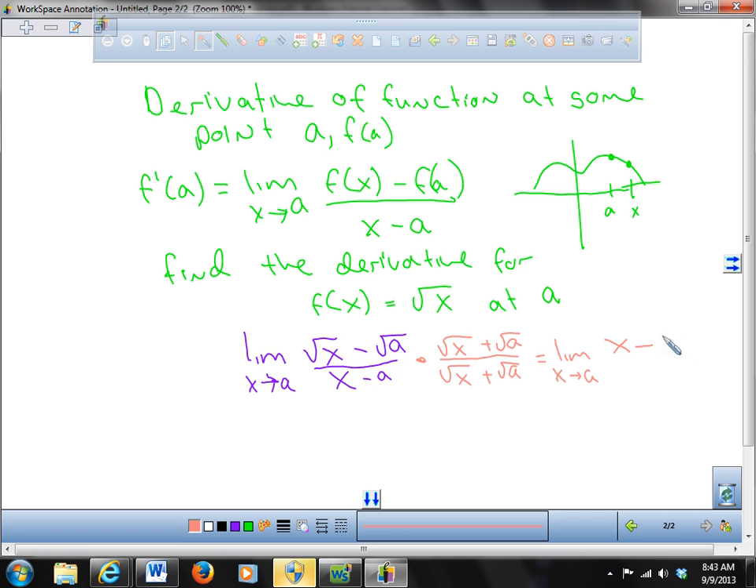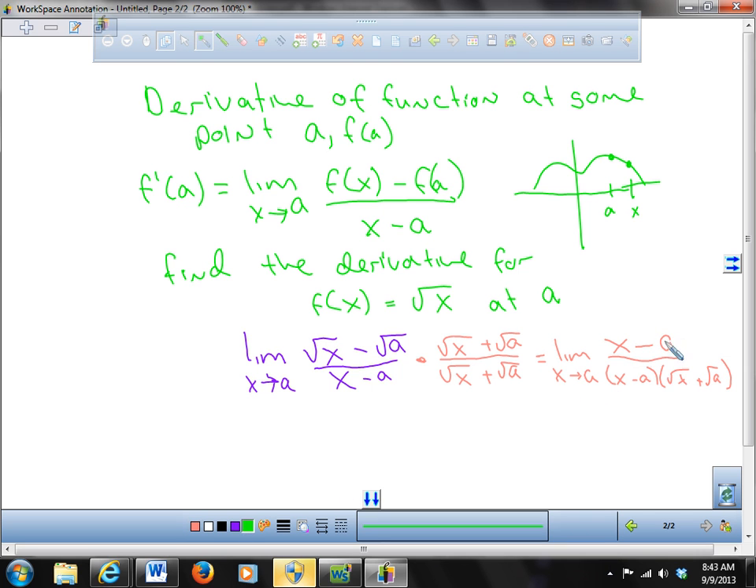Minus a. And on the bottom, this is where you've got to be careful. You don't want to multiply this together. You want to leave this as x minus a times root of x plus root of a. Okay? And the reason that I do that is because of what I can do with these now.